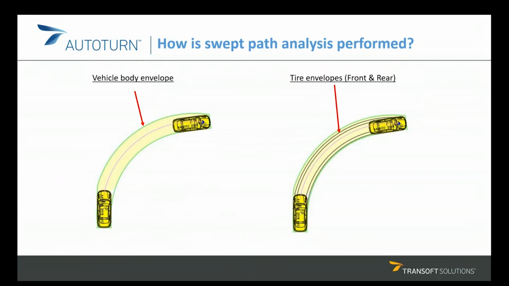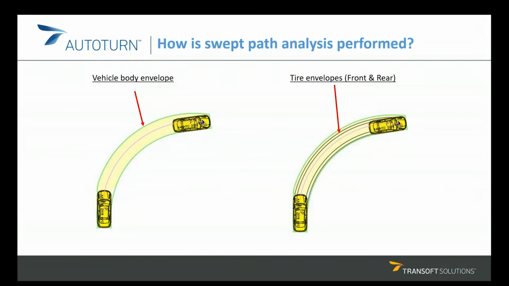So, swept path analysis may include examining the following envelopes, which is the vehicle body envelope and the front and the rear tire envelope. So the vehicle body envelope is simply the space inscribed by the outer edges of the vehicle body. And the tire envelopes are the total space inscribed by the front and the rear tires to perform the maneuver.